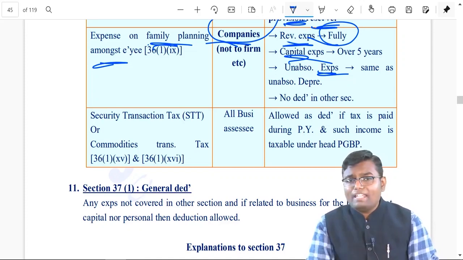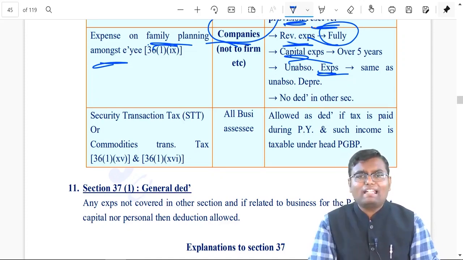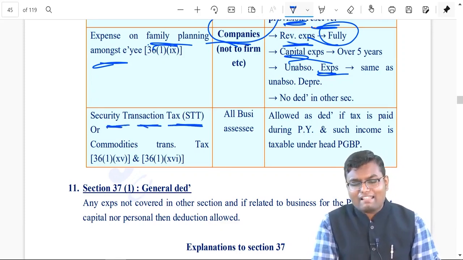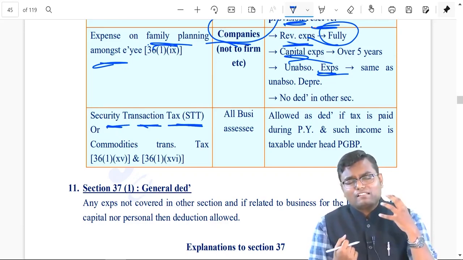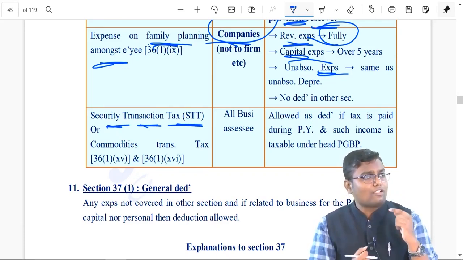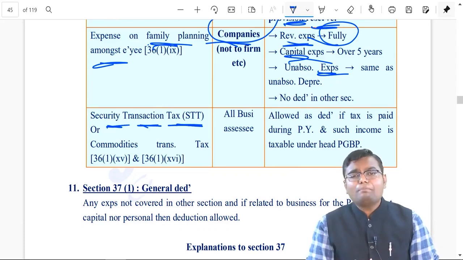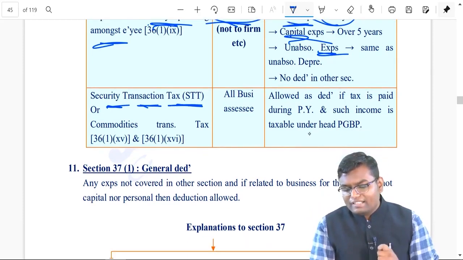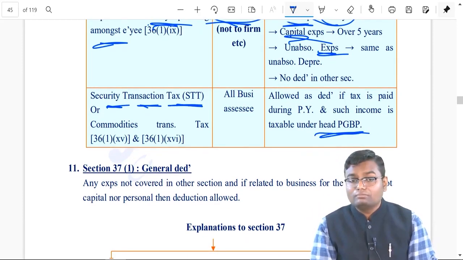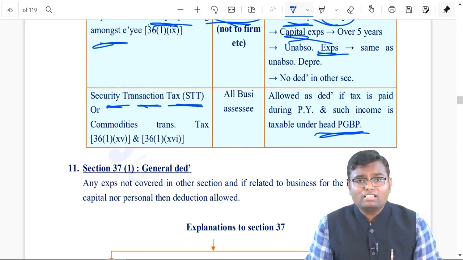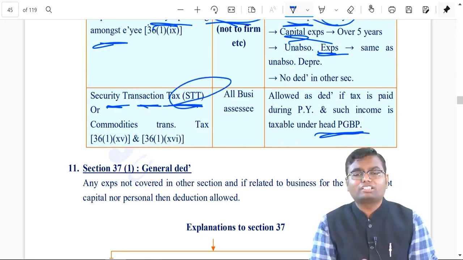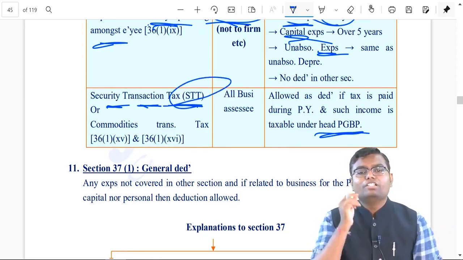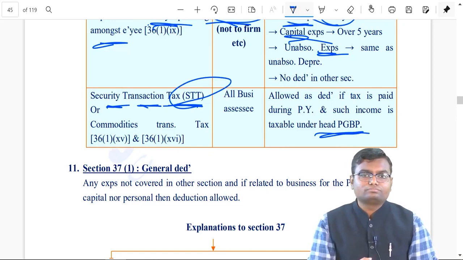Then you must be paying, in a recognized stock exchange, a particular tax which is called security transaction tax, STT, commodity transaction tax, CTT. If dealing in shares and securities is your business, it is your PGBP income. You are paying security transaction tax or commodity transaction tax. That expenditure you can take as a deduction while calculating your PGBP income. Remember, if you are an investor and it is your capital gain income, in capital gain you cannot claim STT as a deduction, but if it is your PGBP income, you can get deduction of STT.